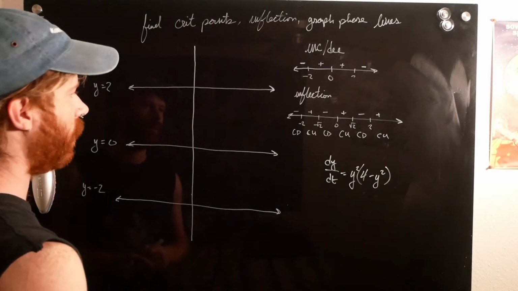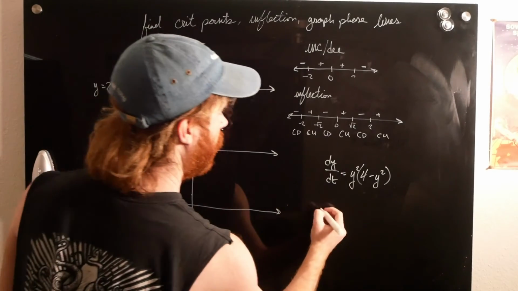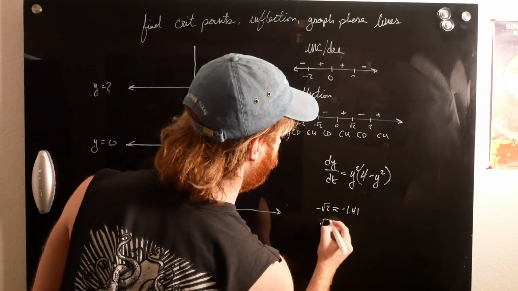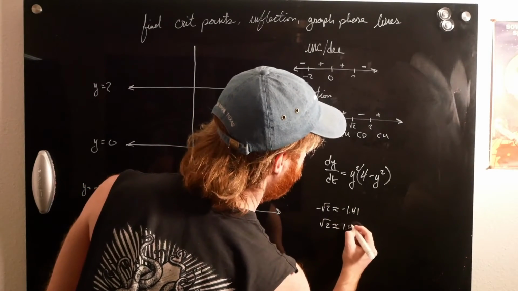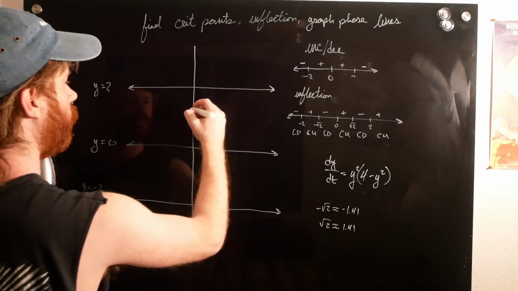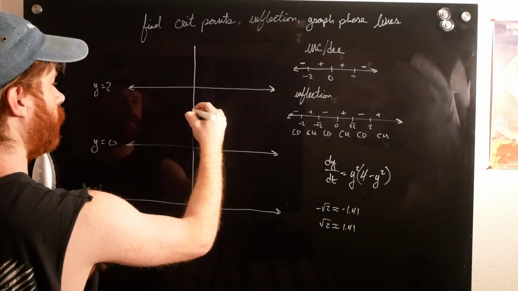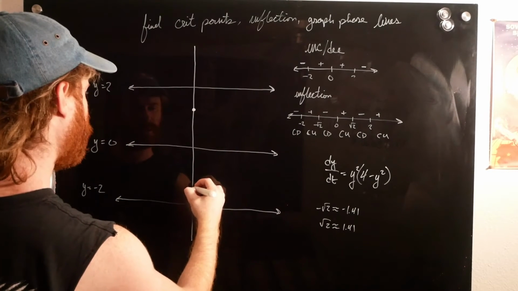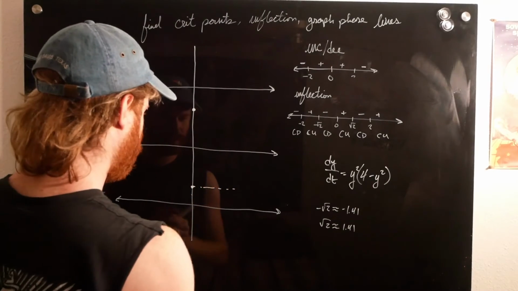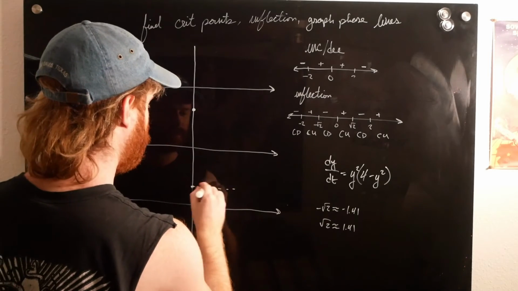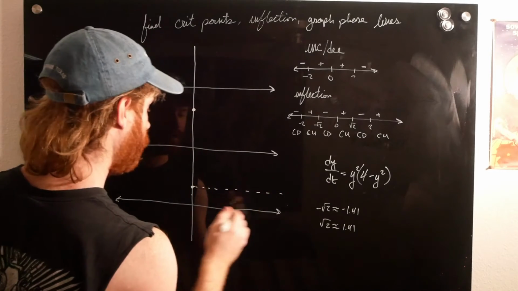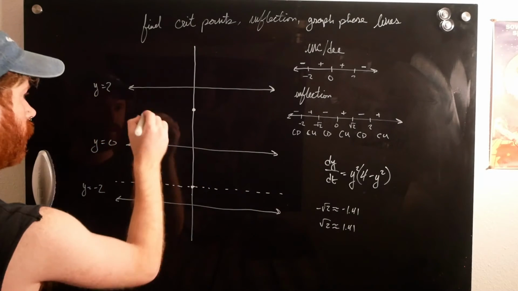Remember I said that negative root 2 is about equal to negative 1.41, and root 2 is about equal to 1.41. So let's go ahead and put those in there. 1.4 is going to be right around here, negative 1.4 right around here. And I'm going to draw little dashed lines to remember that it's an inflection point, right? Just like that.